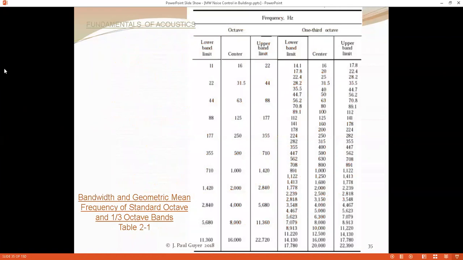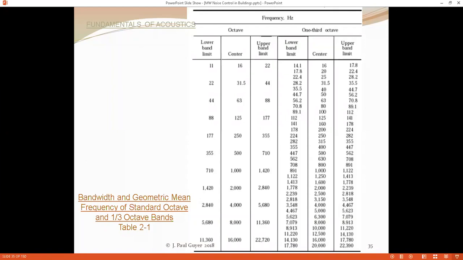Now, the concept of octaves has been developed typically for musicians and things like that, for the way they work with sound. It's not terribly important in building design, but nevertheless you should be aware of it.